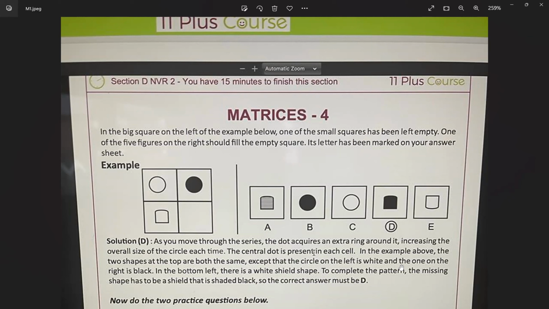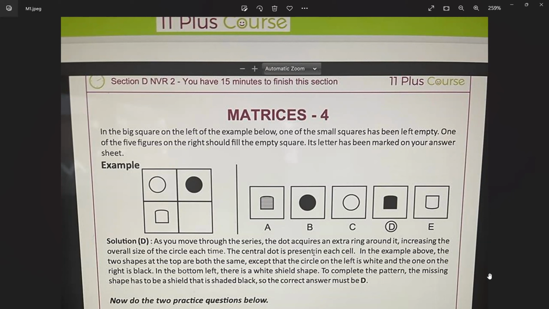Shall I read it? Yes, please. Okay, so it says: in the big square on the left in the example below, one of the squares has been left empty. One of the 5 figures on the right should fill the empty square. Its letter has been marked on your answer sheet. Solution D. As you move through the series, the dot acquires an extra ring around it, increasing the overall size of the circle each time. The central dot is present in each cell.